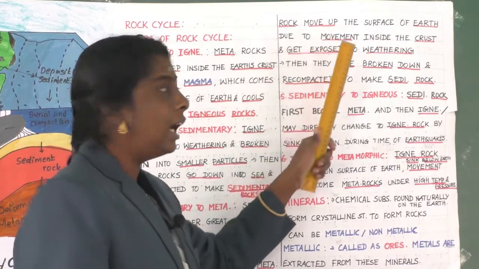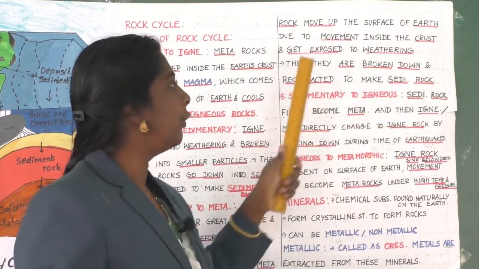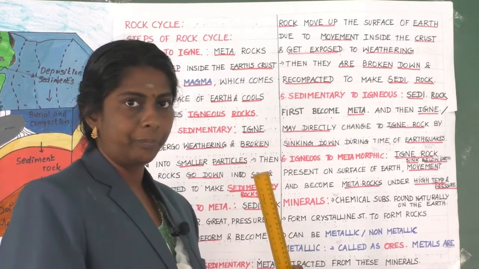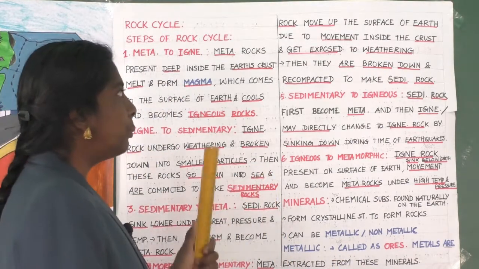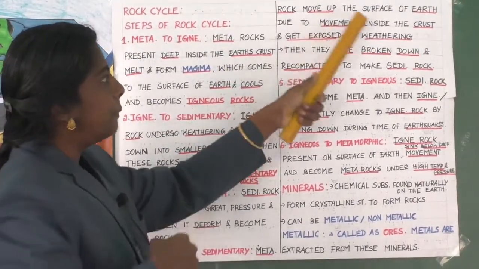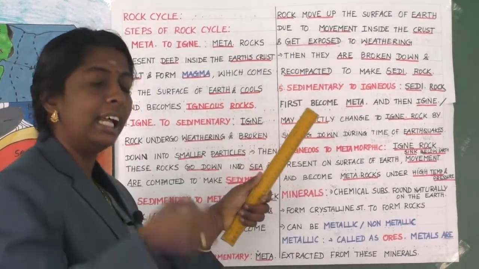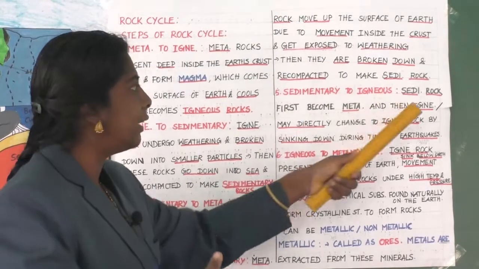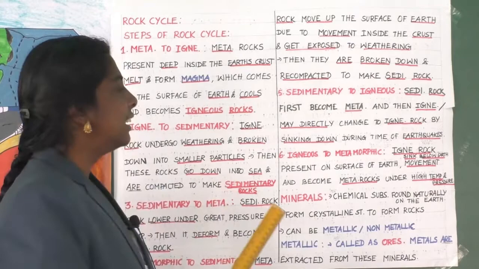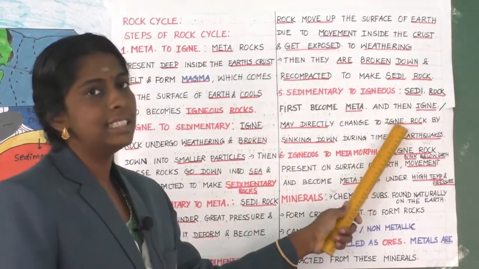Then they are compacted, that is broken down and recompacted, to make this type of rock, that is sedimentary rock. Okay. So, once again what happens? This metamorphic rock will move up towards the surface of earth and then it gets exposed to weathering and then they are further fragmented and then they finally form this type of sedimentary rock. Clear children? Yes. Now, the next step, how sedimentary rock is converted to igneous rock.